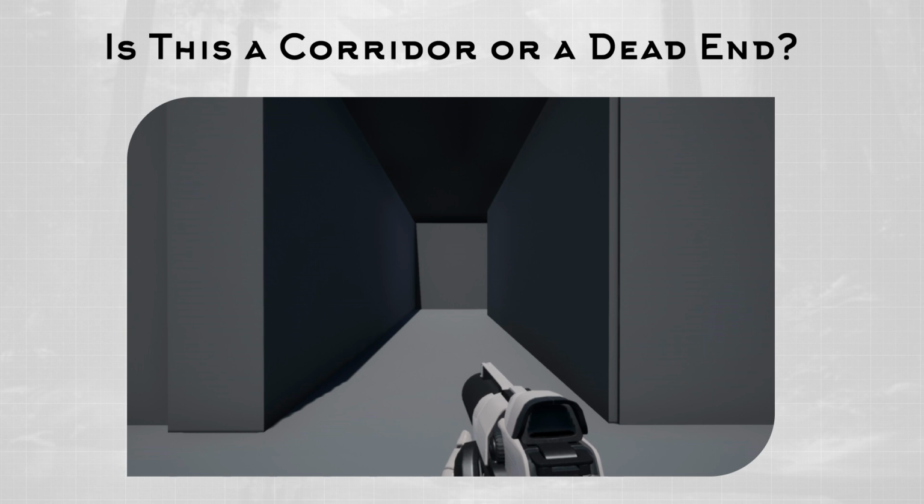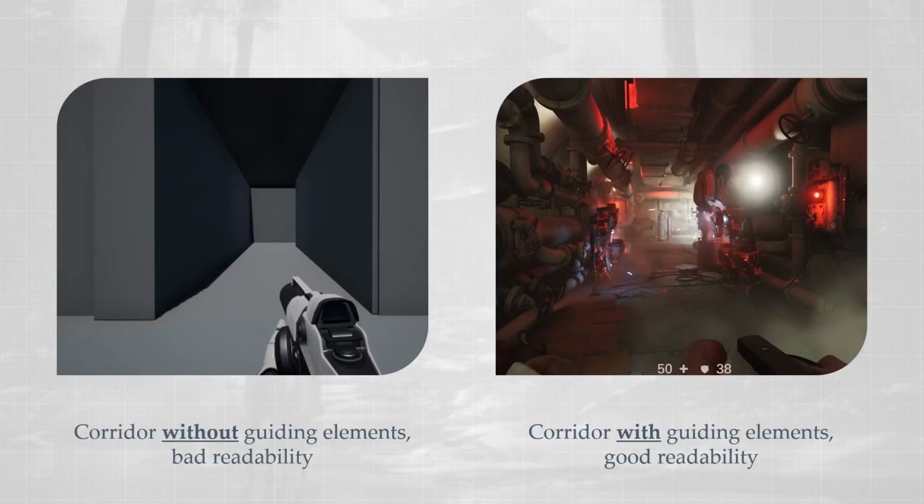A player who just looks at this for a second might think this is a corridor, I have to go there, and then might be disappointed if it turns out to be a dead end. Or they might think it's a dead end and don't even bother exploring it, but it actually is a corridor that leads you somewhere else. Maybe it's actually the corridor where you have to go. And if the player never discovers that, then they'll just get stuck. So a corridor without guiding elements results in very bad readability in this case.